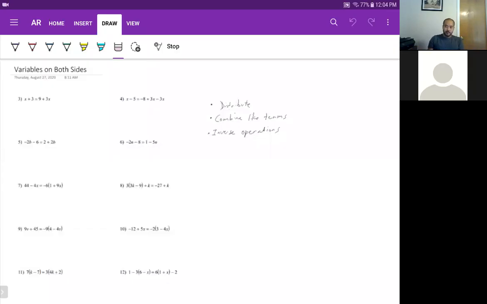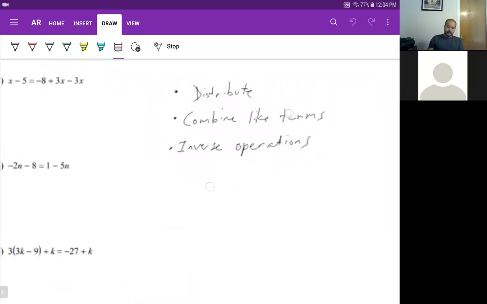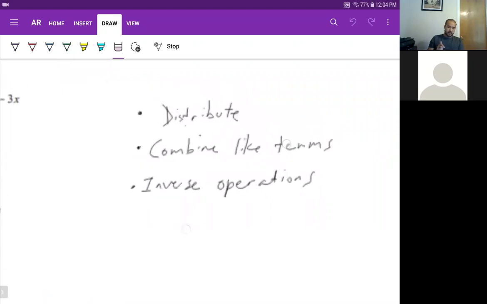All right, so variables on both sides, just solving these equations. Basically, these will be your steps. Sometimes you don't have this step, sometimes you don't have this step, but you will probably always have this step. So starting off with the easy ones, you just do inverse operations at the beginning.